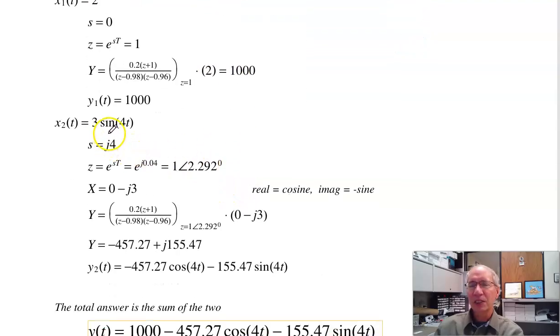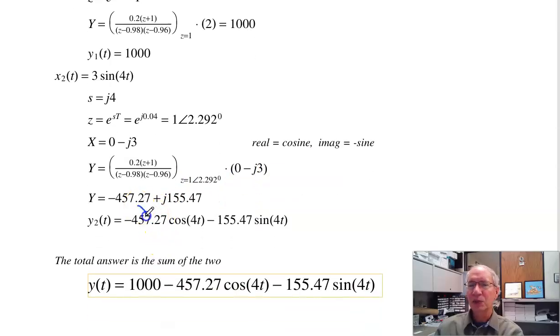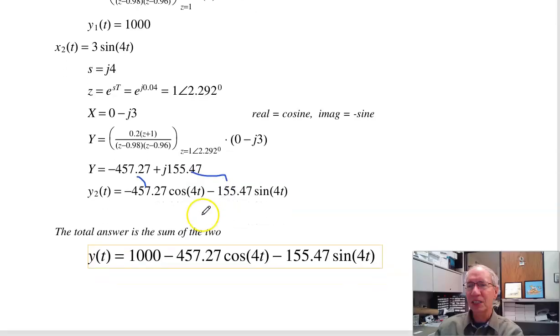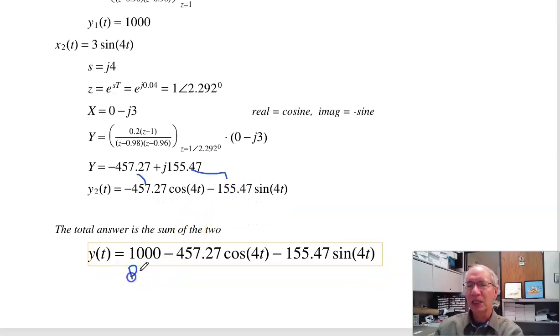For the second part, s is j omega, z is e to the sT, a complex number, x is 0 minus j3. Analyze. This is the gain everywhere. What's the gain at my input frequency times the input at that frequency gives the output at that frequency. Again, what that means is real part's cosine, minus j is sine. Put the two together. The total answer is your DC term plus your AC term.